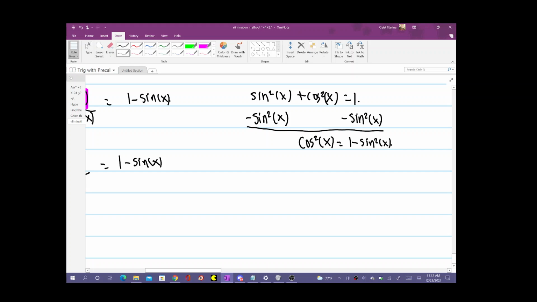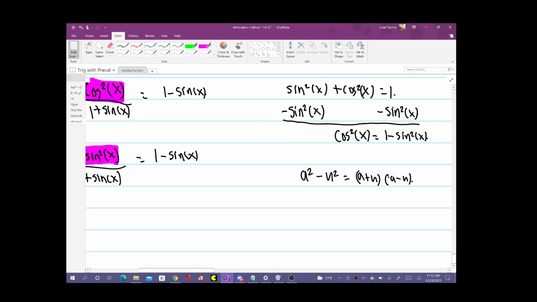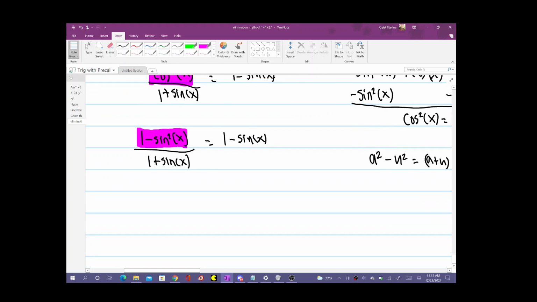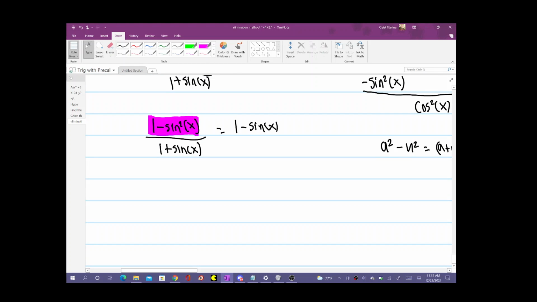So a squared minus u squared equals a plus u times a minus u. Okay. So what does this mean for 1 minus sine squared of x, right? 1 minus sine squared of x is equal to 1 plus sine of x times 1 minus sine of x.